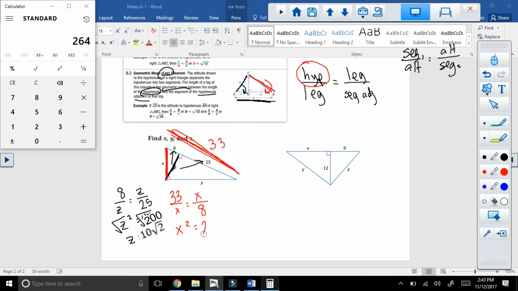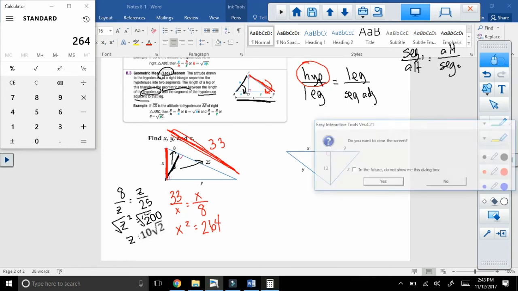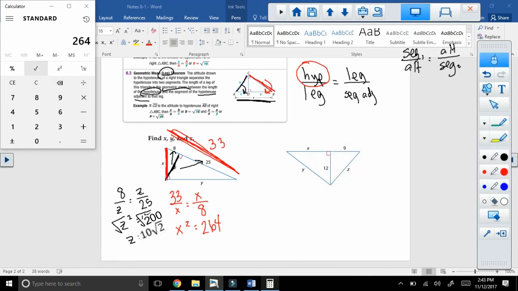X squared equals 264. And then if you're not quite sure if that's a perfect square, one thing you could do is just try it. And this one here is not a perfect square, so I need to go back through and see if I can find some number that divides evenly into 264.